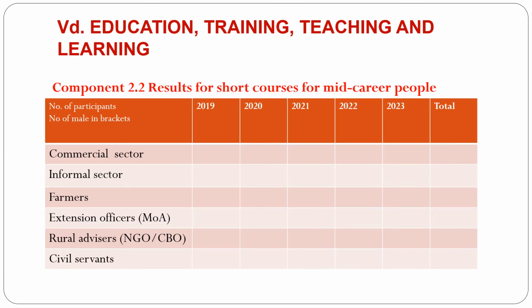You could go further on and make a separate table for short courses, or integrate it in the first table if you don't want to have a high level of detailing. Here it is commercial sector, informal sector, farmers, extension officers from ministry, that means public servants, rural advisors and other civil servants. Again, using the years of the project and a total in the end. That way you will clearly show what your ambitions and expectations are in relation to education, training, teaching and learning.